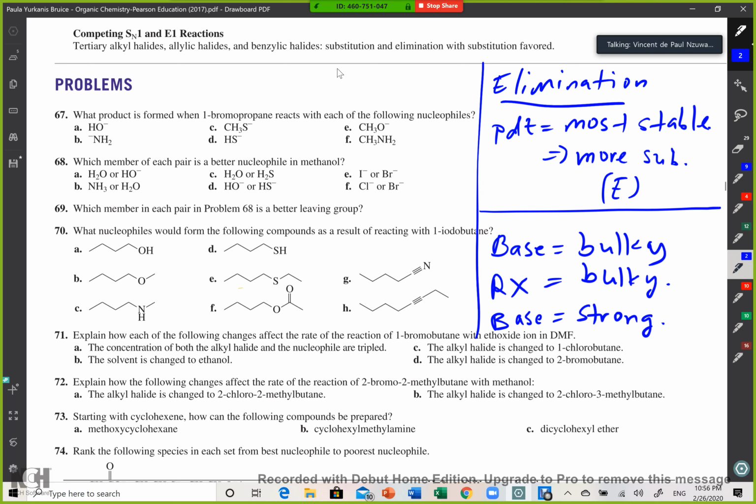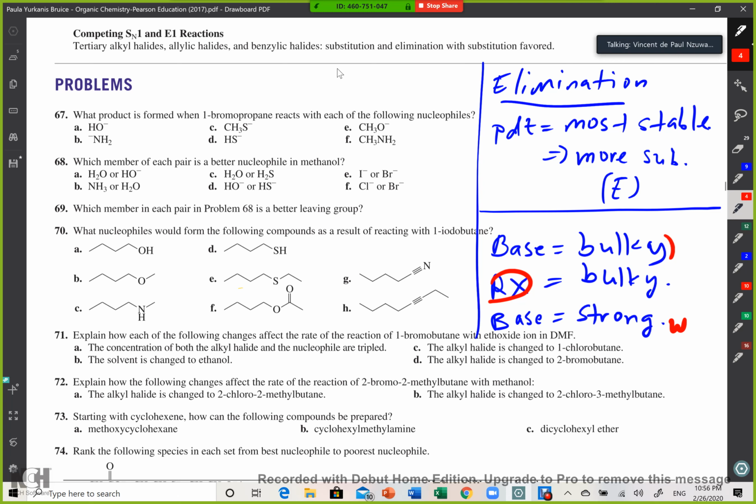So, same thing. By analogy, if you want to undergo a substitution, you will need to have a weak base. If you want to undergo substitution, your base should not be bulky. If your alkyl halide is less bulky, chances are that you will undergo a substitution. Does that make sense? So knowing one basically helps guide you to know the other one. Okay?